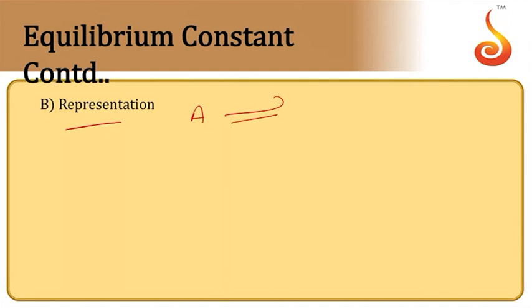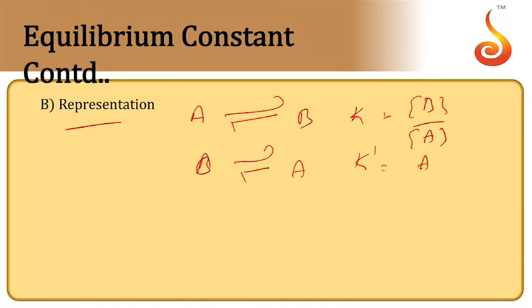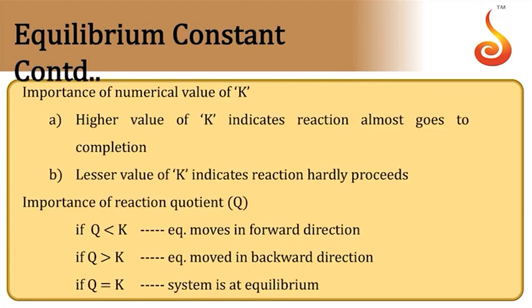Suppose you take the reaction A to B, then equilibrium constant K is equal to concentration of B by A. If you represent it the reverse way, that is, B giving rise to A, then K dash will be equal to concentration of A by concentration of B. So if we reverse the reaction, then the equilibrium constant becomes the inverse, K dash equal to 1 by K. This is how the equilibrium numerical value depends on the reaction.